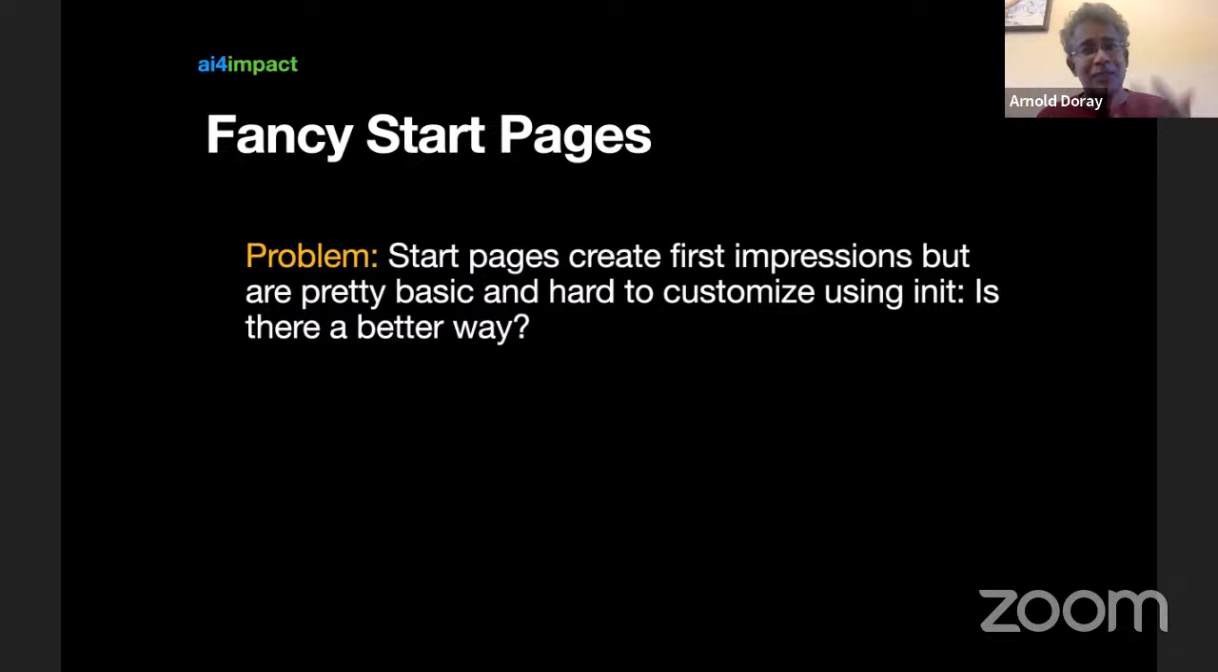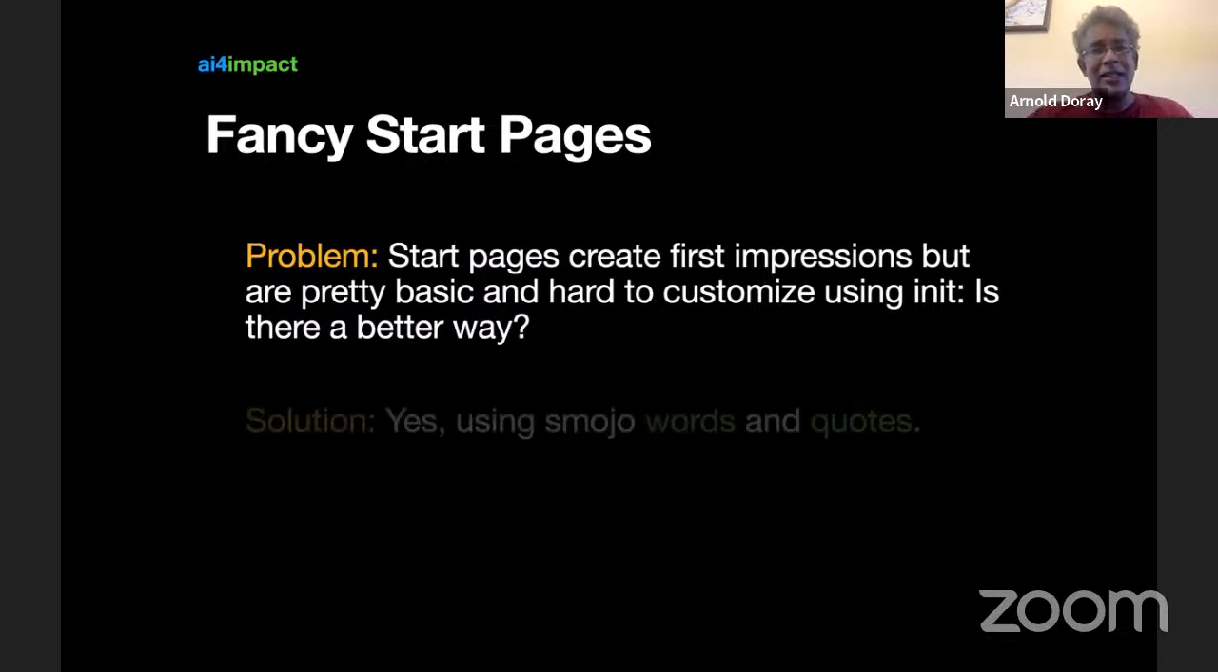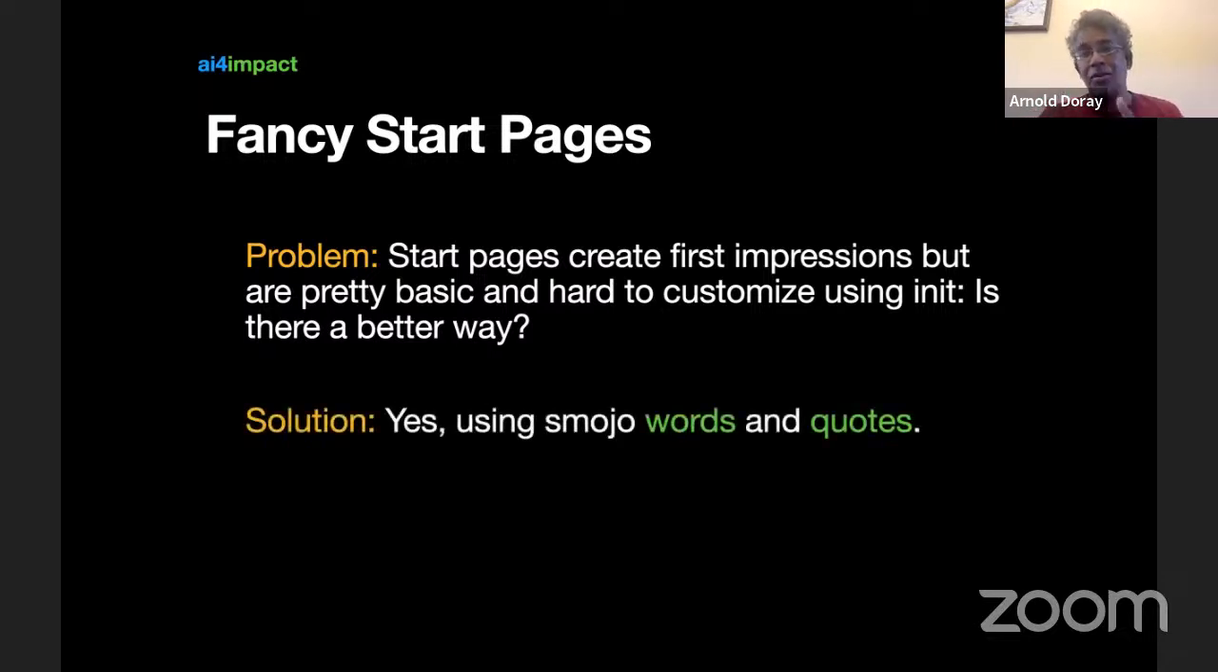But right now, it's pretty basic, and it's very hard to customize as well. Is there a better way? The answer is yes, but you need to use a Smojo word and code. I'm going to explain this and break it down in detail because we're going to use this technique a lot in our examples and templates. Although I'm teaching it for start pages, it's widely used for other parts of your chatbot as well. Exact same technique.